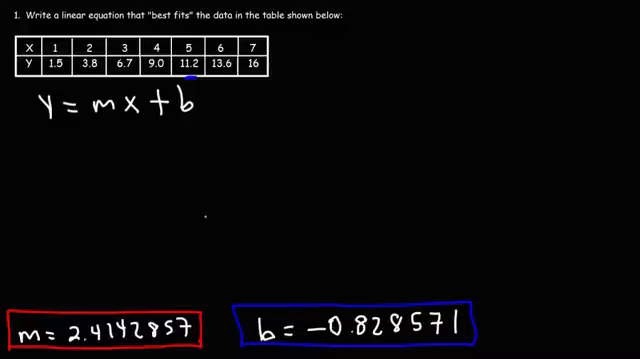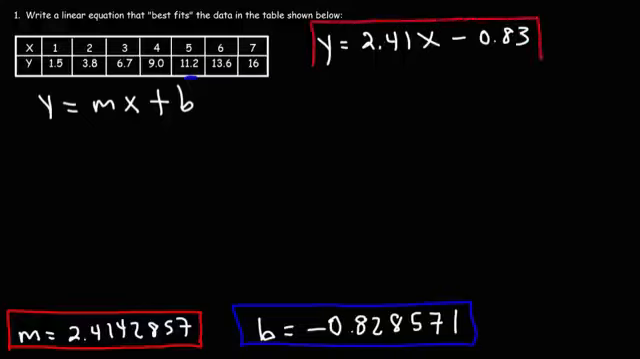So to write the linear equation, we need to plug in our m value and our b value into the slope-intercept equation. So it's going to be y is equal to, I'm going to round the slope to 2.41. And then I'm going to round b to negative 0.83. We don't need to use the exact answer. So this will be a good enough approximation of the data that we have in the table.